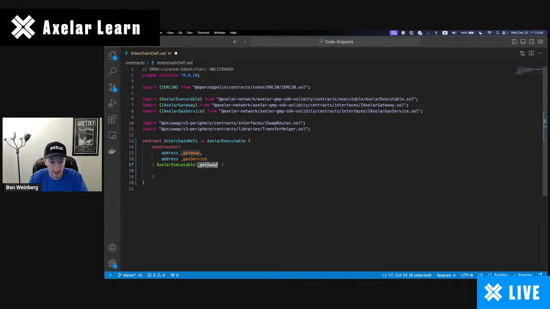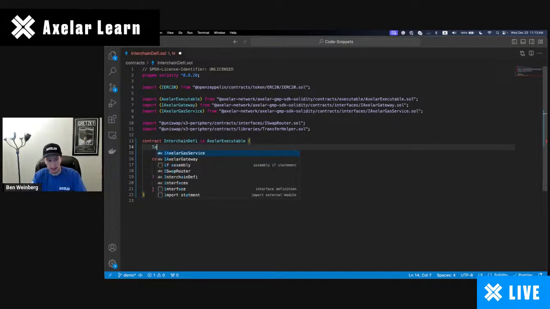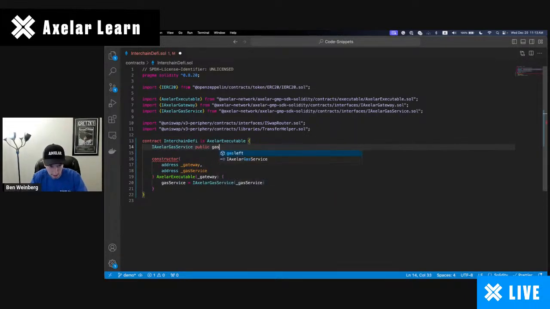Just know that it contains an instance of the gateway, so we can just pass the address of the gateway to it, and then we'll have access to our gateway. We will then pass in the address of our gas service to a gas service variable, which I will create right now. So an Axelar gas service, make it a public variable, gas service. Semicolon. Cool. So now we have our gateway and our gas service addresses connected to this contract.